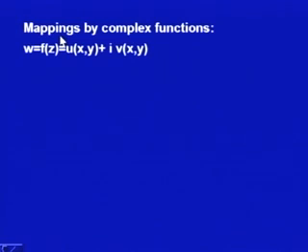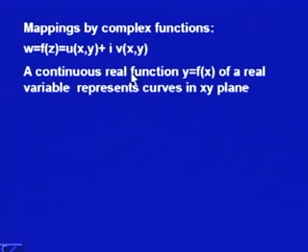Now, we will discuss mapping by complex functions. So, let us consider a complex function of a complex variable z. So, w is a mapping from z plane to w plane. So, we write w is equal to f(z), and we express this function as u(x, y) the real part and imaginary part is v(x, y). Now, when we define this function, then what we are doing is we are taking a point in z plane and that will map to a point in the w plane.